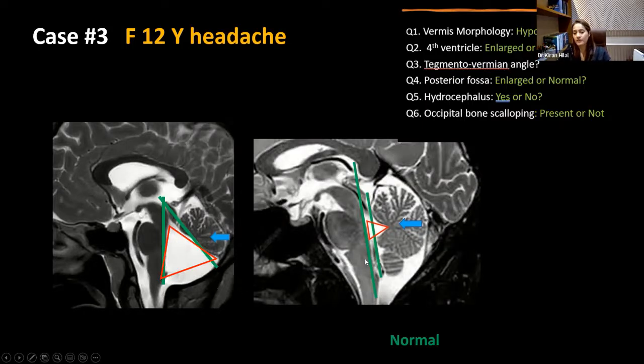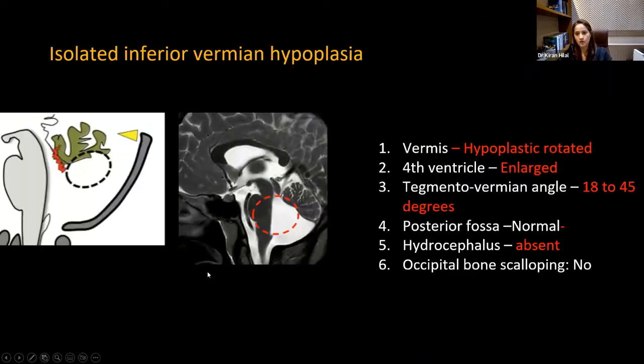Do you think that hydrocephalus is there? If you compare this system with this system, except for the magnification, there's no hydrocephalus. Your 6th question, the presence of occipital bone scalloping, present or not? Here is your bone. The answer is no. So the answers to all these questions are the characteristic features of isolated inferior vermian hypoplasia.